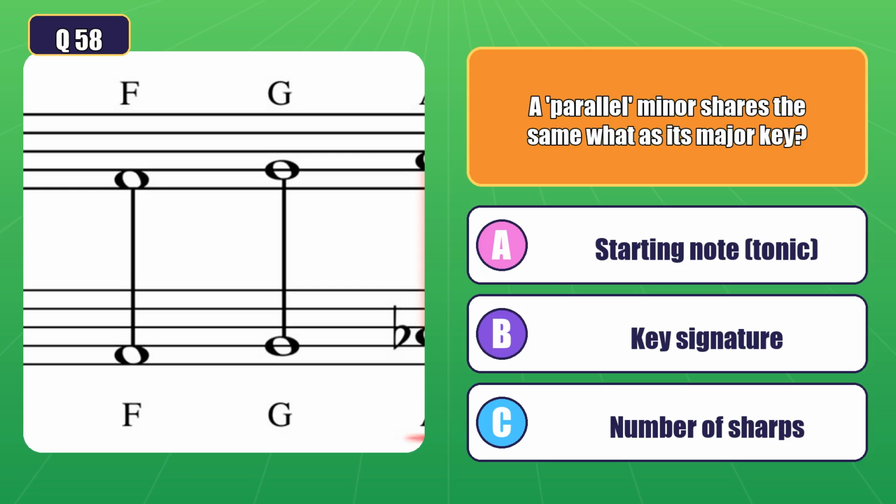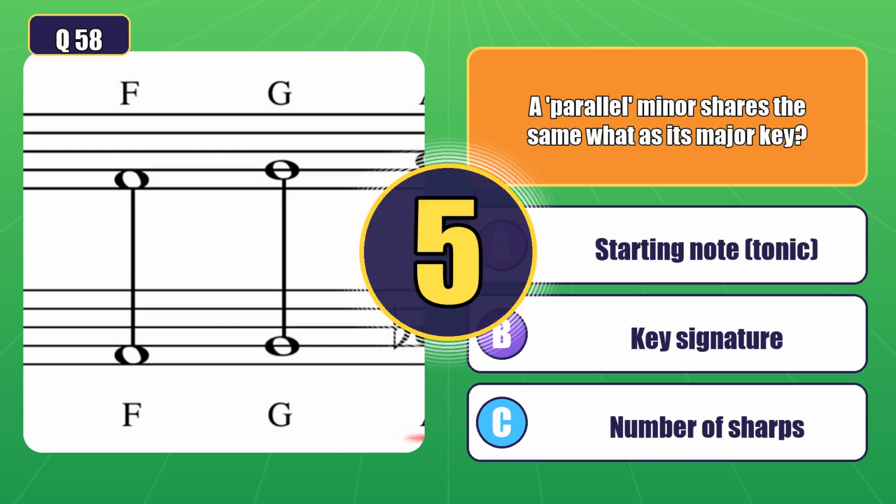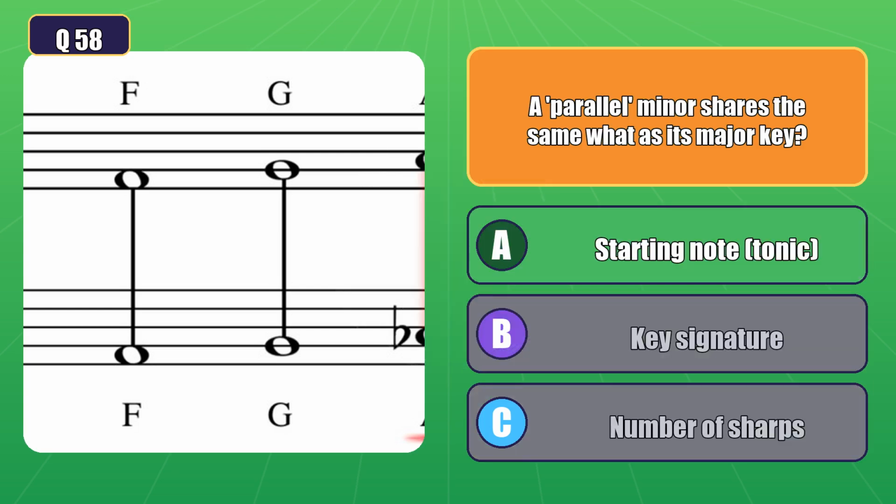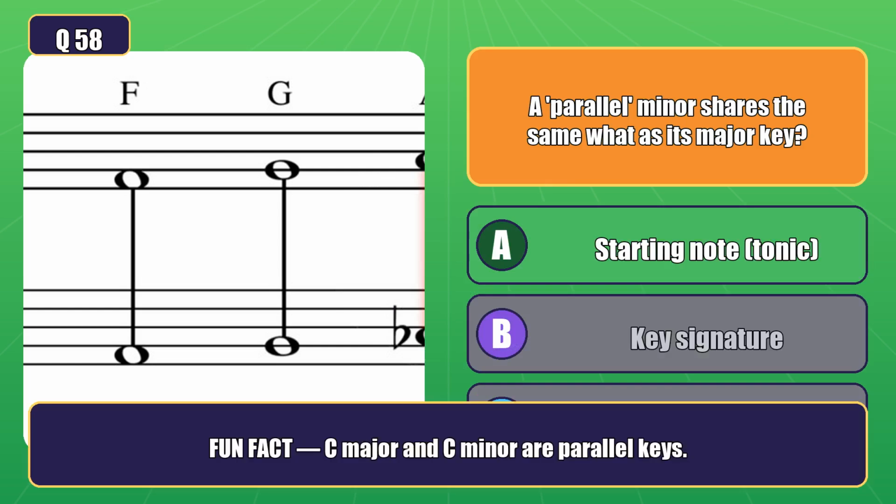Question number 58. A parallel minor shares the same what as its major key? The answer is starting note, tonic. Fun fact, C major and C minor are parallel keys.